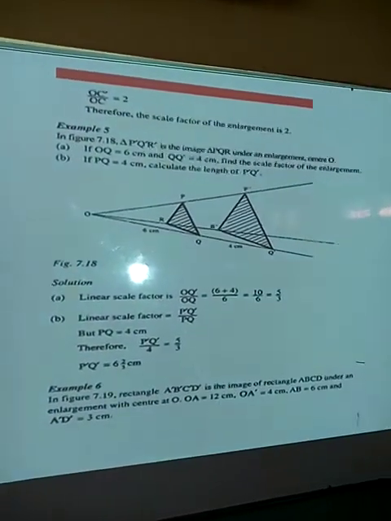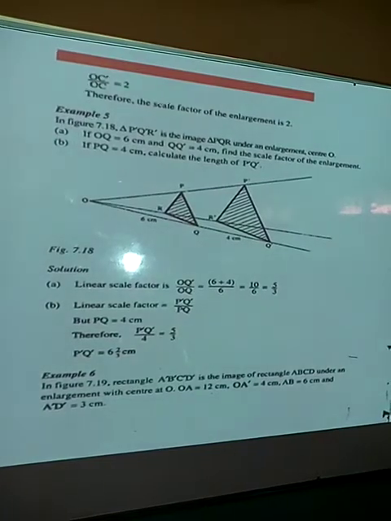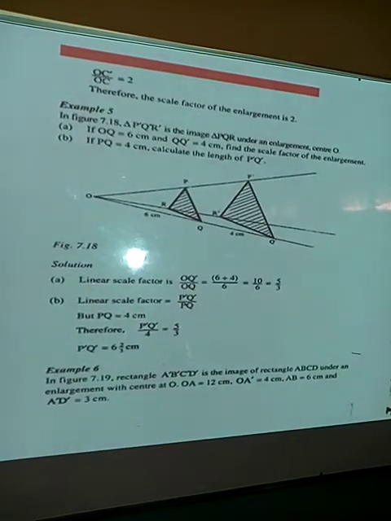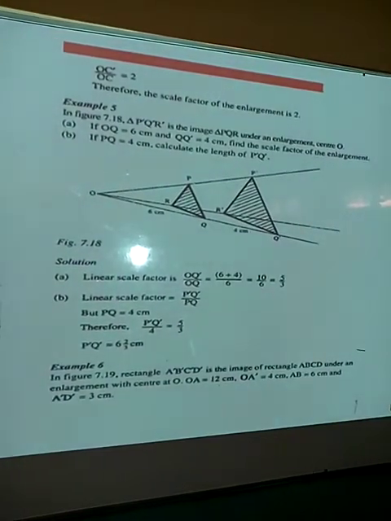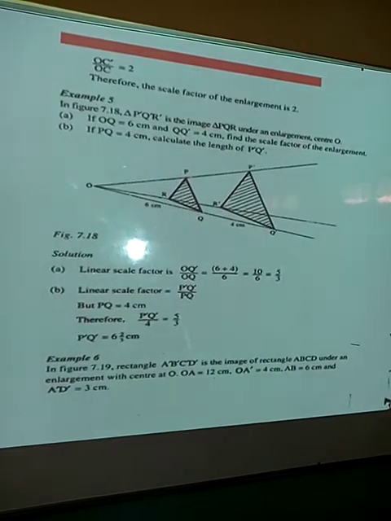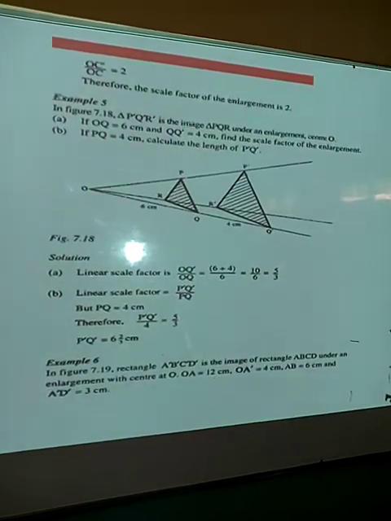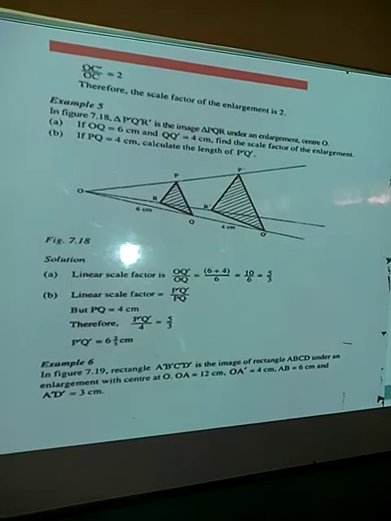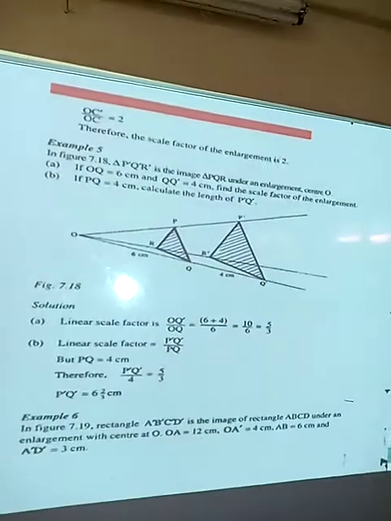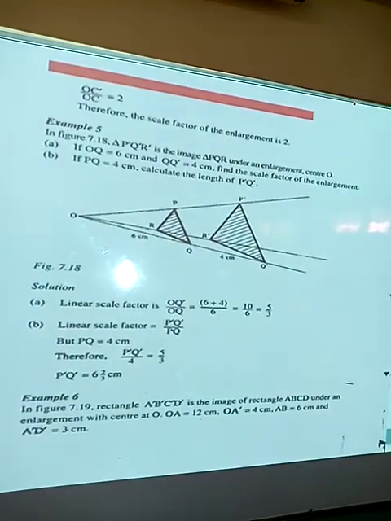Now, let us look at the linear scale factor. For us to get the linear scale factor, first we have to get OQ prime. OQ prime over OQ. OQ prime is 6 plus 4, that is 6 from O to Q, then from Q to Q prime is 4, therefore OQ prime is equal to 10. Then OQ is 6, therefore our linear scale factor here is 5/3. The linear scale factor is 5/3, which you were told to find.